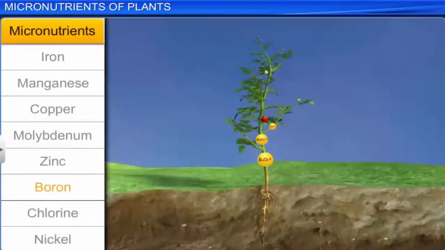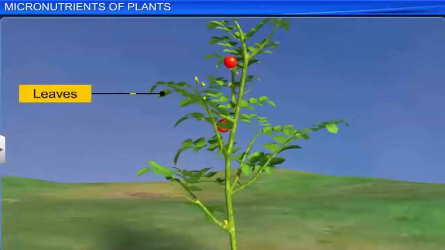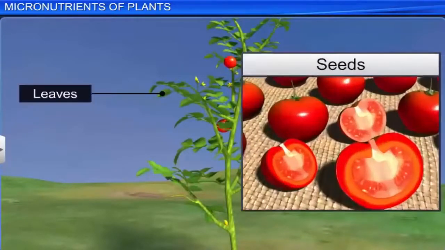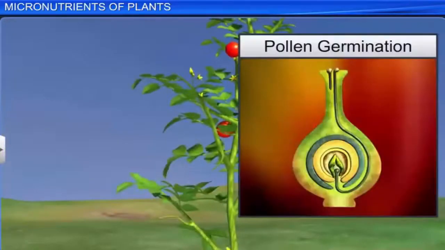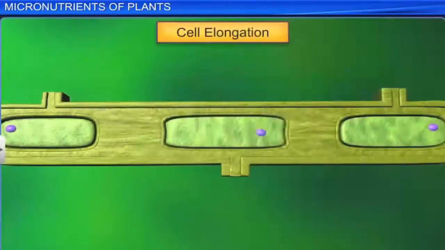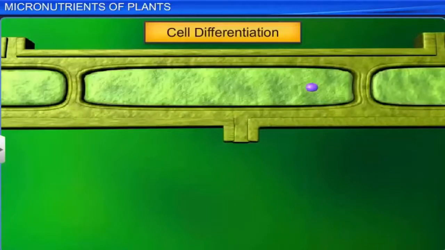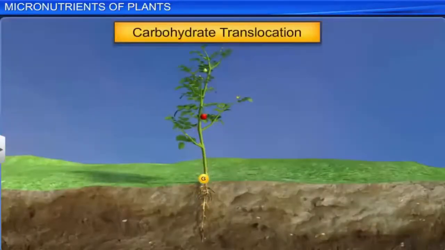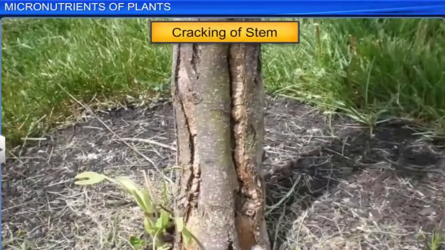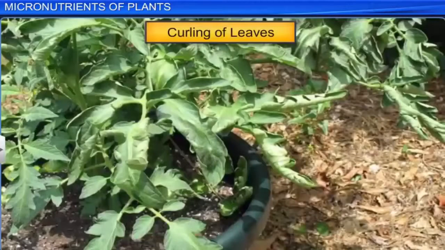Boron is absorbed by plants from the soil. Plants require boron in its leaves and seeds. It is required for the uptake and utilization of calcium, pollen germination, cell elongation, cell differentiation, and carbohydrate translocation. Deficiency symptoms of boron include cracking of stem and curling of leaves.